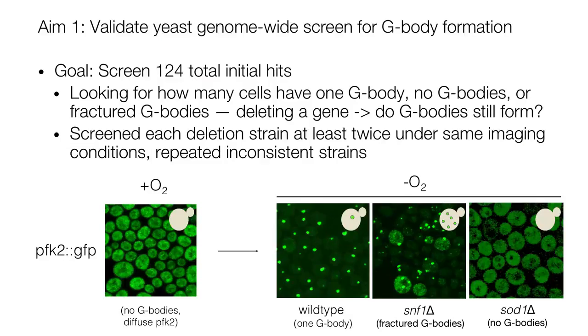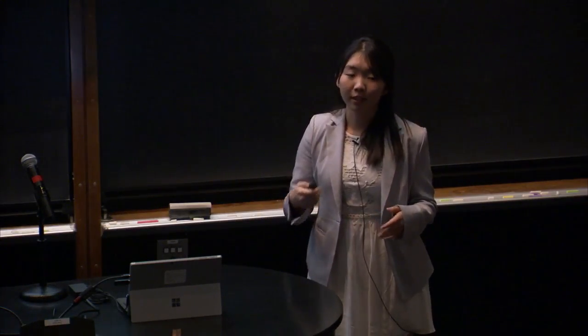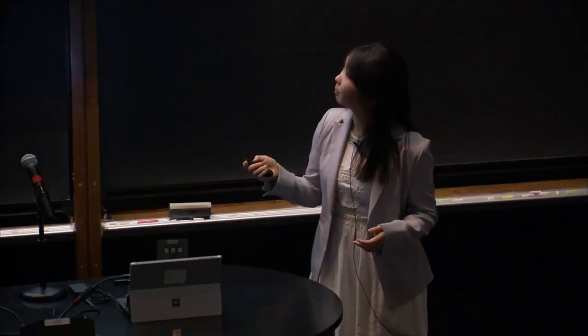I had 124 initial hits, and for each one of those, I wanted to see if you delete a gene, how many cells have one G-body, no G-bodies, or fracturing. And these are examples of my controls. In normoxic conditions, they should have no G-bodies because they're undergoing aerobic respiration, whereas when you subject them to hypoxia, my wild type is the one G-body control, SNF1 is the fractured control, and SOD1 is the no G-body control. And these are the controls I ran with every experiment to make sure my results were replicable.